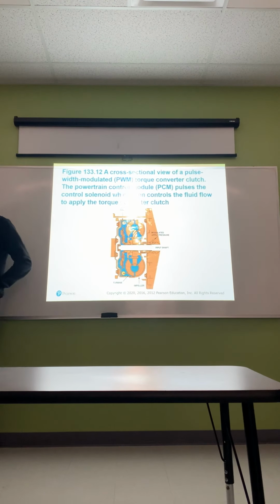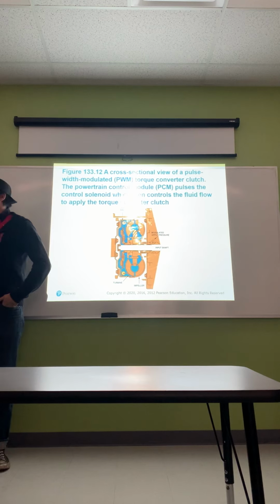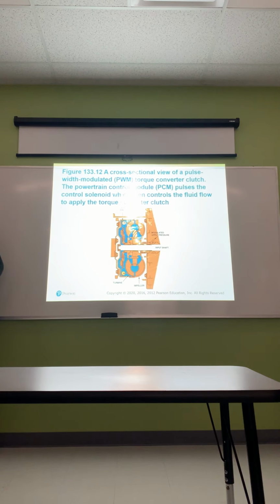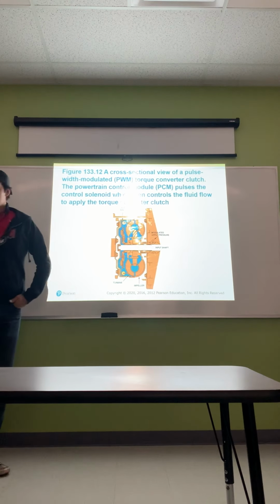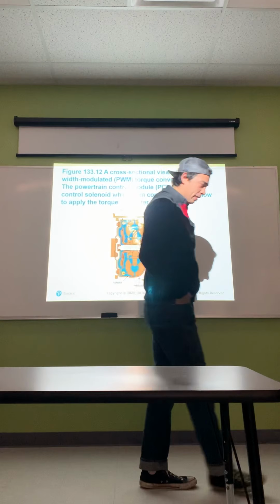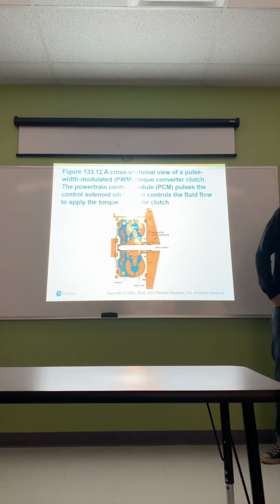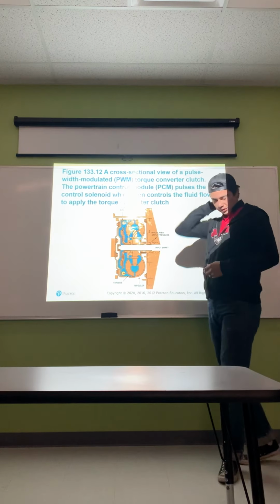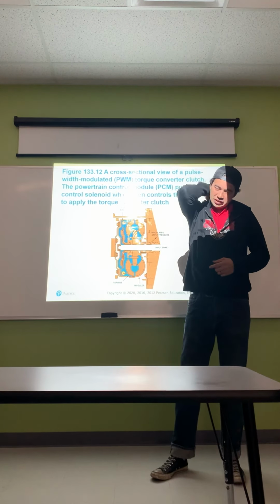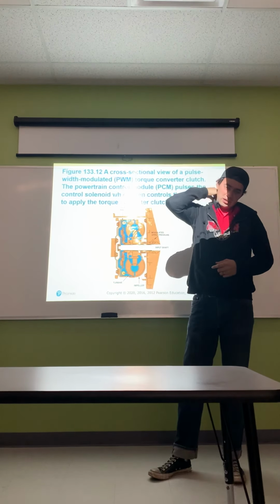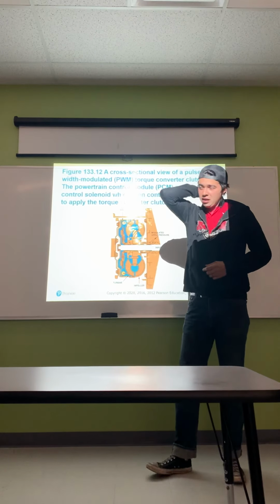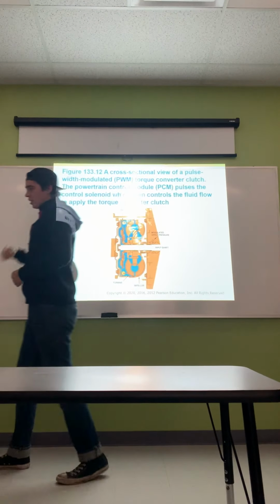A cross-sectional view of a pulse width modulator or PWM torque converter clutch. The powertrain control module pulses the control solenoid which controls the fluid flow to apply the torque converter clutch. Definitely want you guys to be reading up on this chapter. I know it's a lot different. It's a lot harder to understand, especially us not being in class. But we're trying our best, making the best of a bad situation.